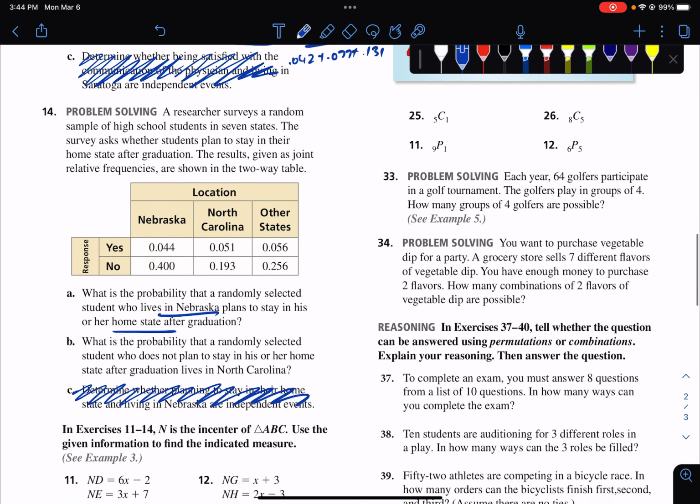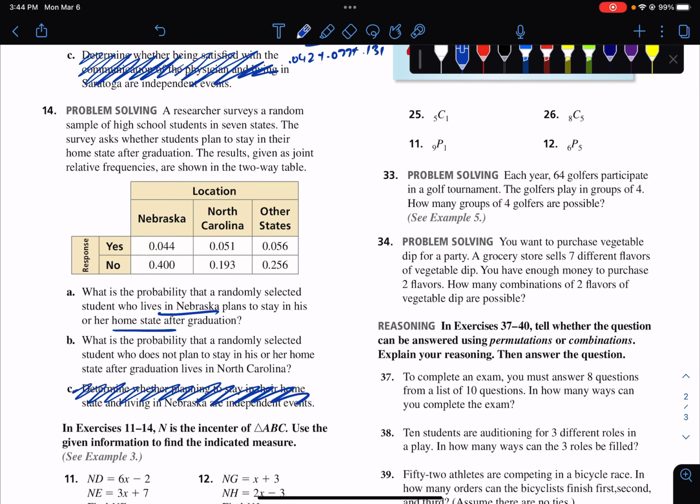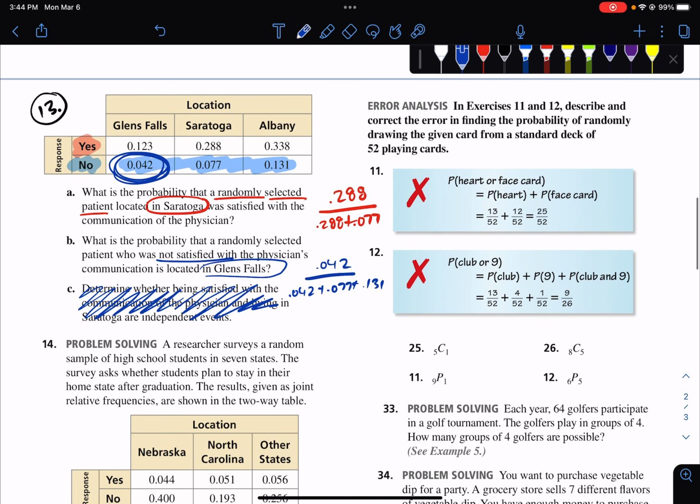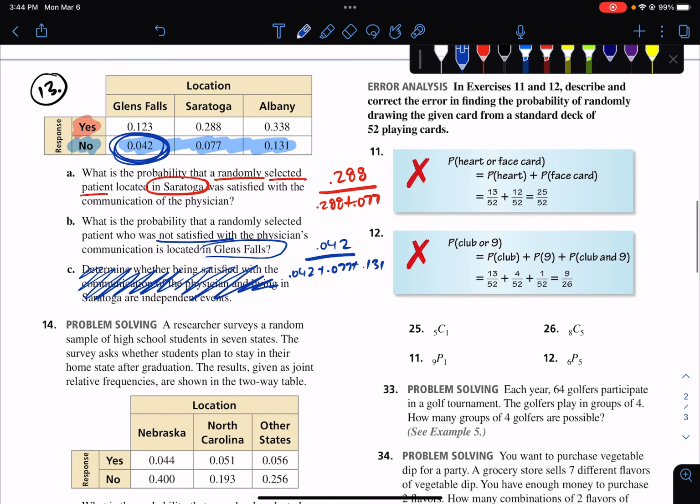Let's do, you know what? We're not going to do the geometry questions yet. Let's jump over here to number 11. All right. We're doing hearts, and it wants me to explain what somebody did wrong in number 11 and 12 right here. So we're right here on these two.